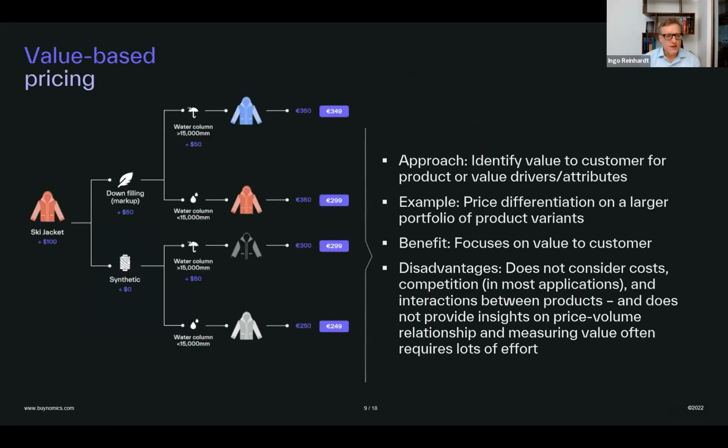Another very important pricing method is value-based pricing, which is like a large assortment of all kinds of different ideas. But I think the core idea is always to try to understand what the product, or the value drivers or attributes, are worth to the customer. So you always put the customer in the center and try to understand what the product is worth to the customer.